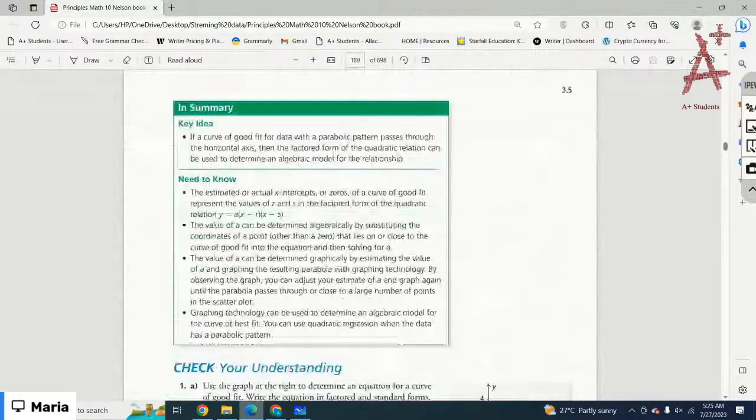Okay, here is a summary of the lesson. If a curve of good fit for data with a parabolic pattern passes through the horizontal axis, then the factored form of a quadratic relation can be used to determine an algebraic model for the relationship. Let's just start with the practice questions.